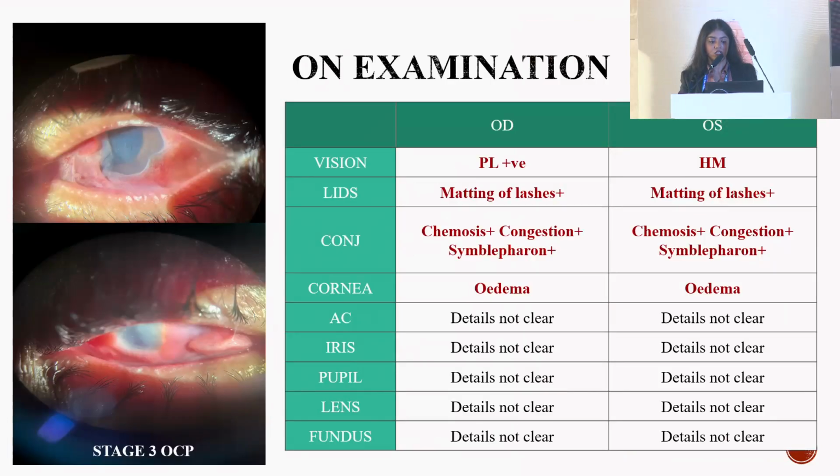On examination, the vision was perception of light in the right eye and hand movements in the left eye. Both eyes showed matting of eyelashes due to discharge. Conjunctiva showed chemosis, congestion, and symblepharon was also present. Corneal edema was seen, because of which the other details of the anterior segment were not appreciated. According to our clinical examination, we made a provisional diagnosis of a stage 3 ocular cicatricial pemphigoid.